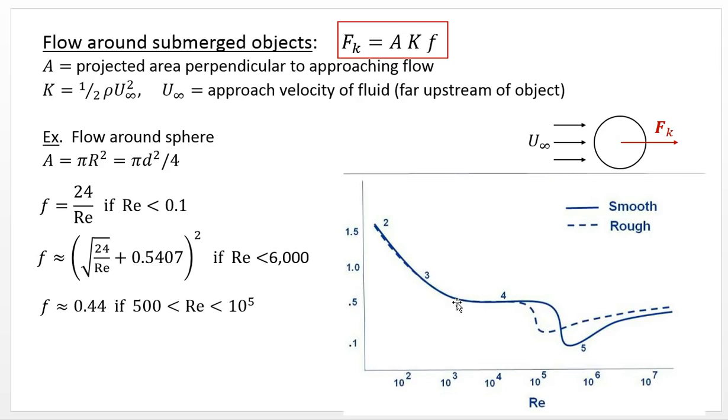Then we see this large range from about 500 or 1,000 all the way up to 10 to the 5 for a smooth sphere. The friction factor is roughly constant at a value of about 0.44, which is this last result here.